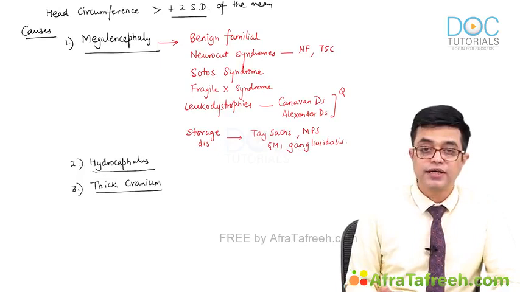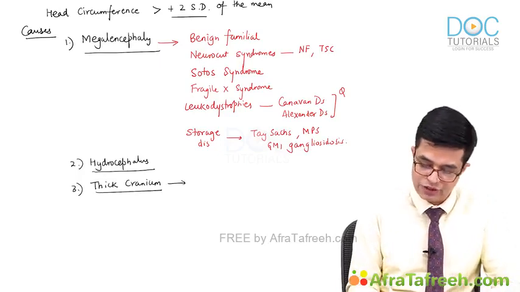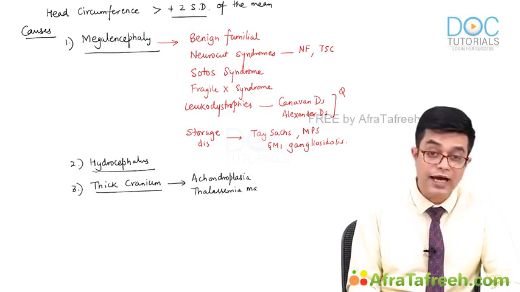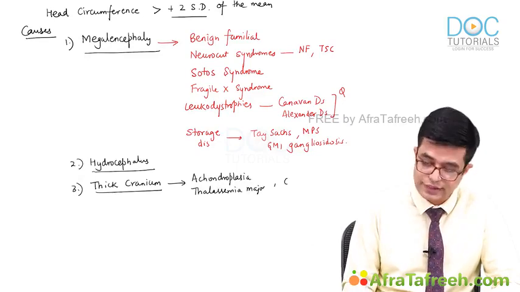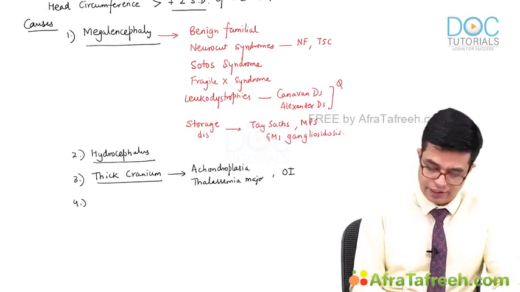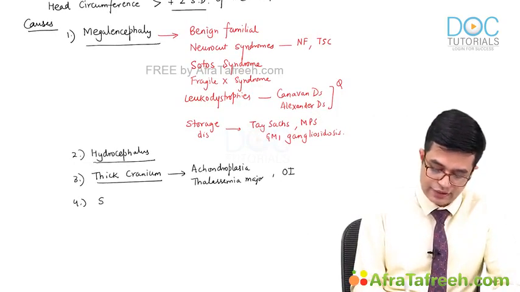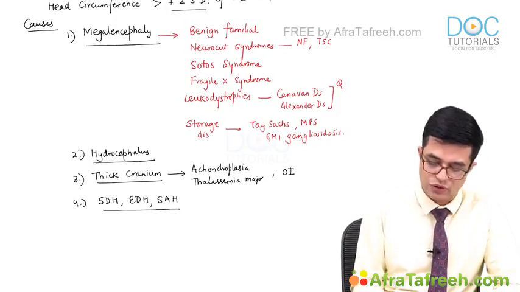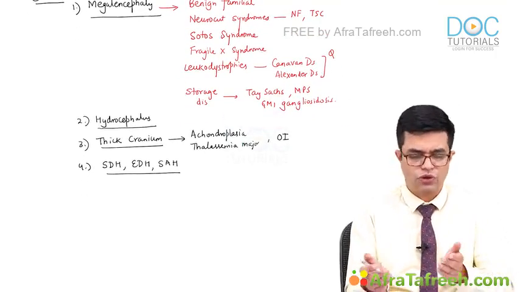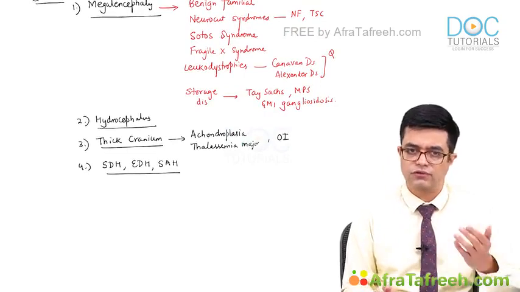bony disorders. Thick cranium causing this can be seen in patients with achondroplasia, thalassemia major, as well as osteogenesis imperfecta. Fourth, it can be seen whenever there is bleeding in the brain. So hemorrhage like subdural hemorrhage, extradural hemorrhage, subarachnoid hemorrhage, they all can cause increased size of the skull. So I'm just reading short form, you can easily write down the full form of these.